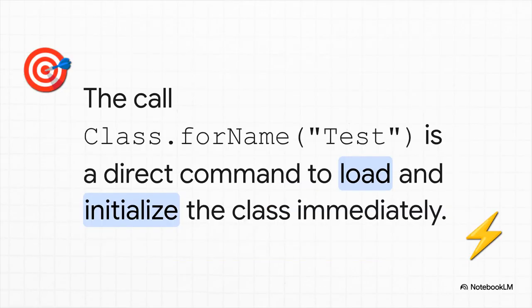Now, how do we force this class to load? We can use this one line of code, Class.forName("Test"). This is basically a direct order to the JVM. It says, hey, go find the class named Test, and I want you to push it all the way through loading, linking, and initialization right now.